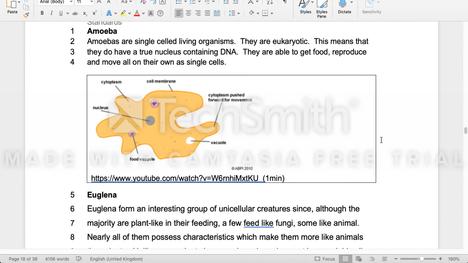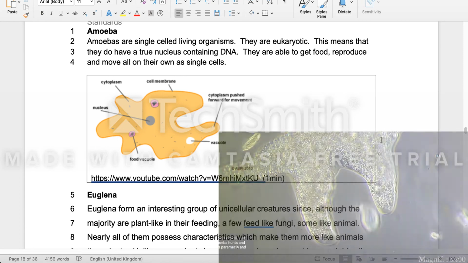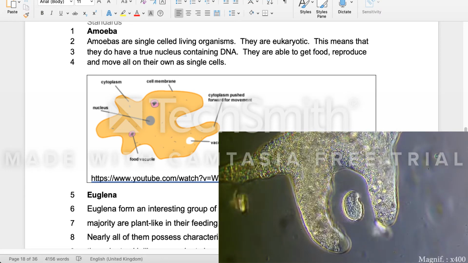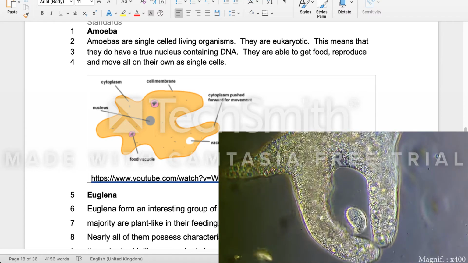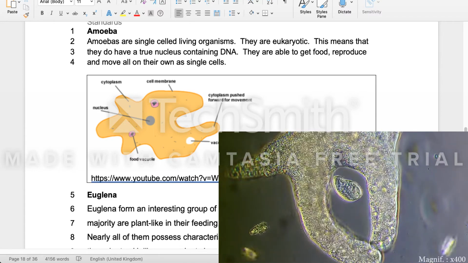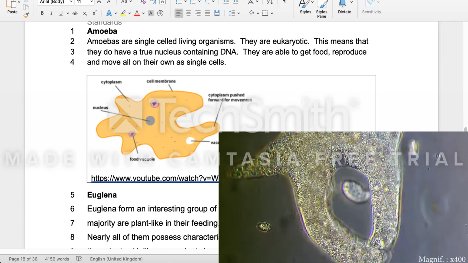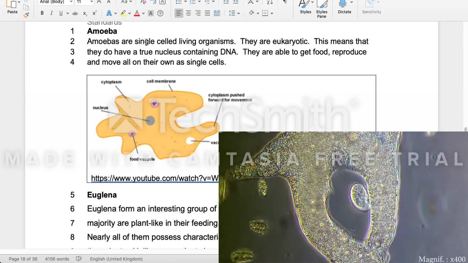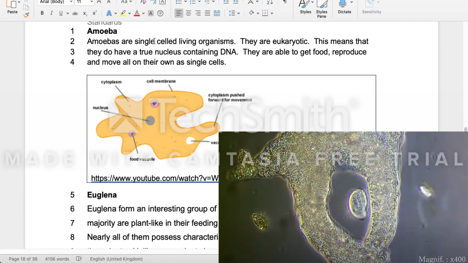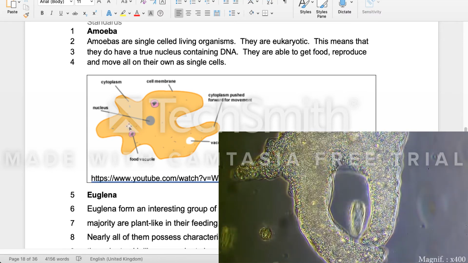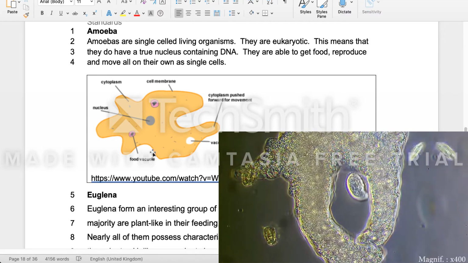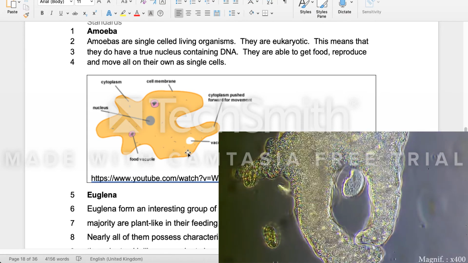Moving along here. So next thing we're going to talk about is these things called amoebas. Now you might have heard of an amoeba before, and again, I'm not going to go into such huge detail, but while we're on the topic of unicellular organisms, amoebas are single-celled living organisms. And what that means is this is one cell, and this one cell is all that it is.